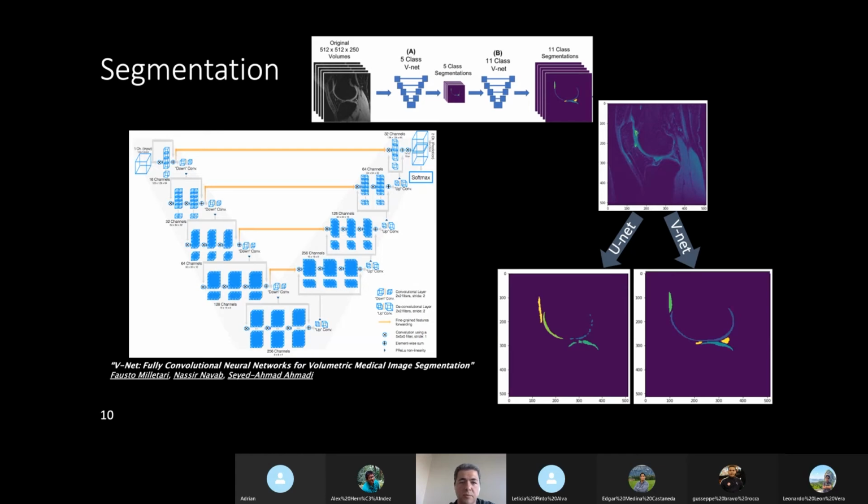You might ask, so Bruno, why do you train 2 VNETs and not only one VNET for 11 classes? Basically, the reason is that when we tried to train the VNET to segment 11 classes right away, we had a lot of problems with the laterality.